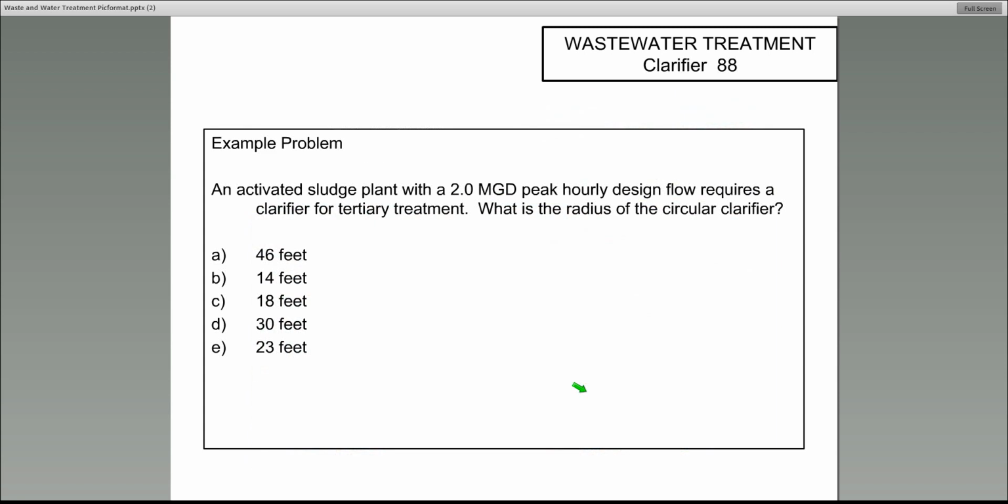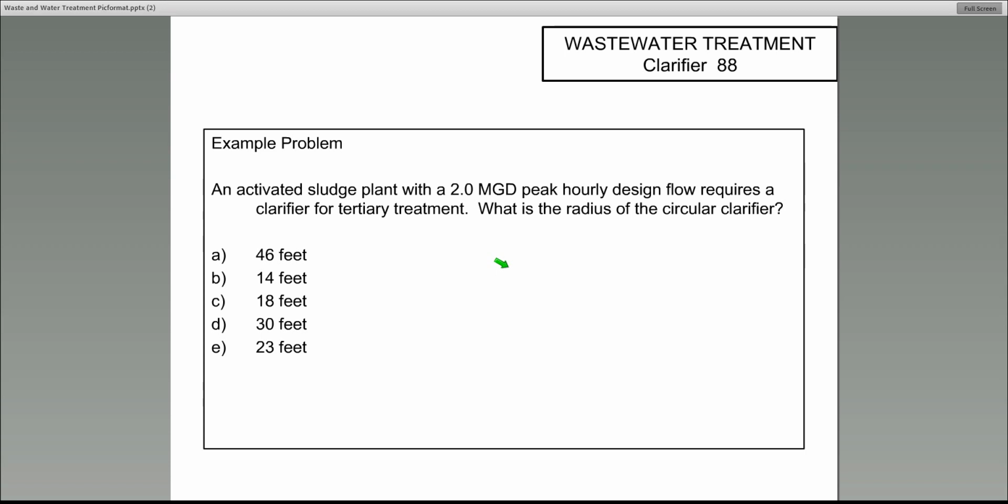Okay, let's say you have that same flow-through of 2 MGD, that's a peak hourly flow, and it requires a clarifier for tertiary treatment. What is the radius of the circular clarifier? Now here you're given that you have a 2.0 MGD plant. You don't have to worry about the population. Sometimes it's written, you have an activated sludge plant that's 2 MGD peak hourly flow. So you don't have to worry about population or multiplying by the peak.